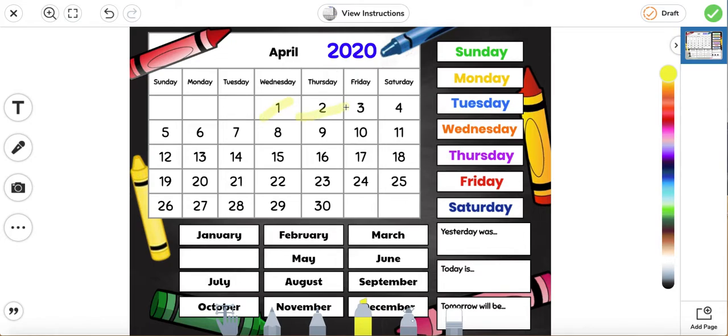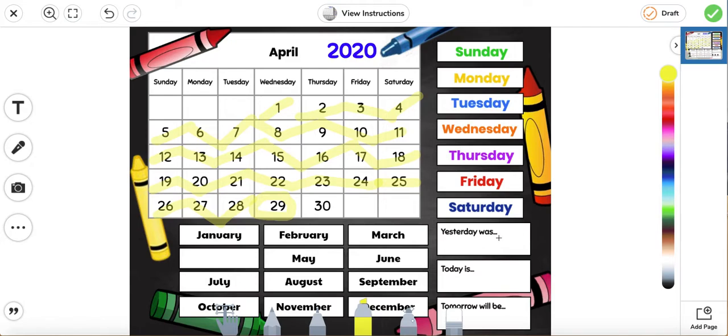1, 2, 3, 4, 5, 6, 7, 8, 9, 10, 11, 12, 13, 14, 15, 16, 17, 18, 19, 20, 21, 22, 23, 24, 25, 26, 27, 28, 29.